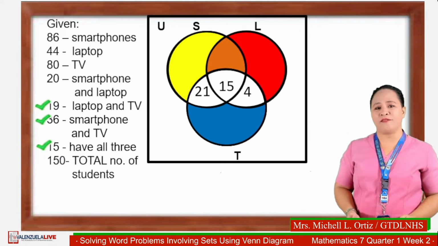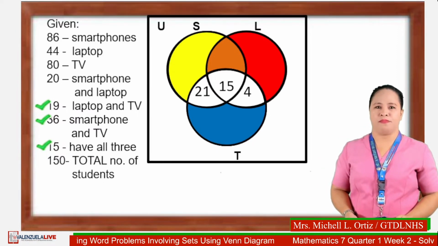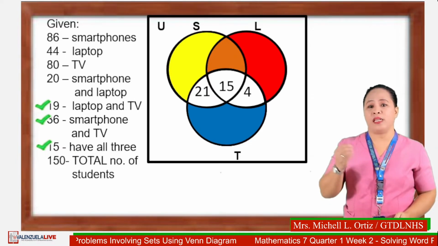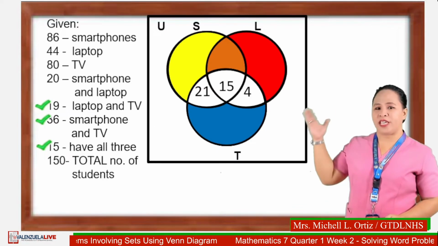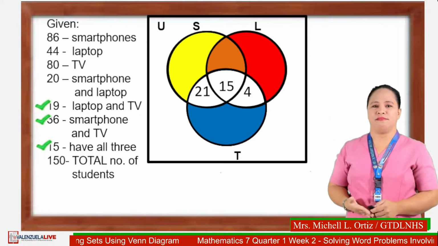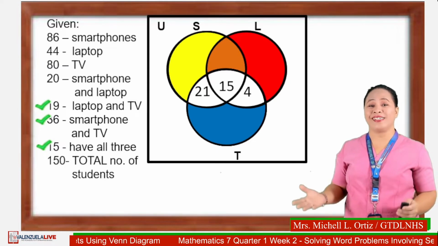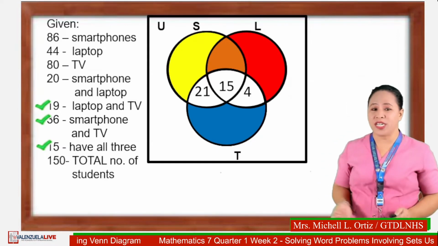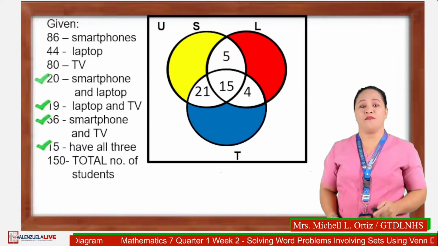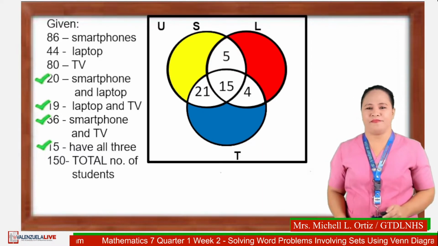20 have smartphone and laptop. So the intersection of the smartphone and the laptop is 15 plus the orange region. So, what is the cardinality of the orange region? Okay, if your answer is 5, then you are correct.